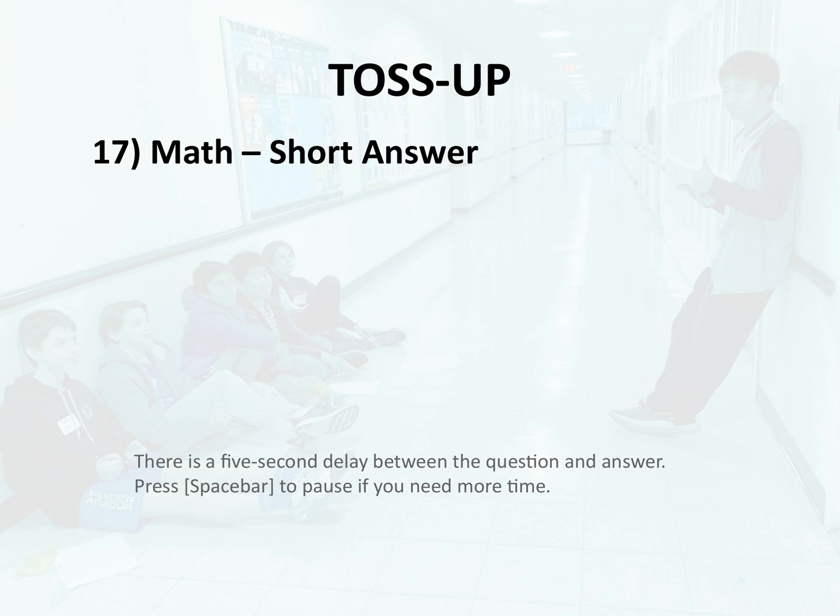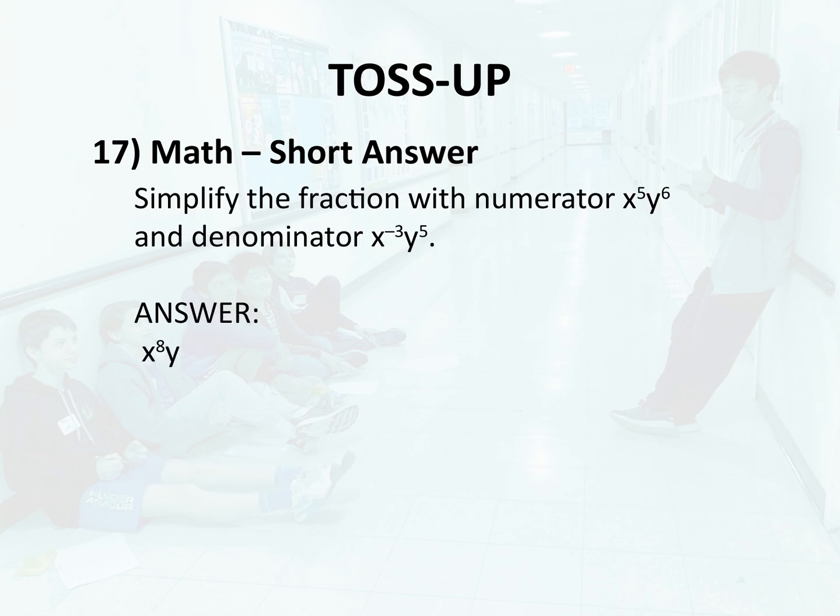Toss-up 17. Math, short answer. Simplify the fraction with numerator x to the 5th power y to the 6th power and denominator x to the power of negative 3y to the 5th power. Answer: x to the 8th power y.